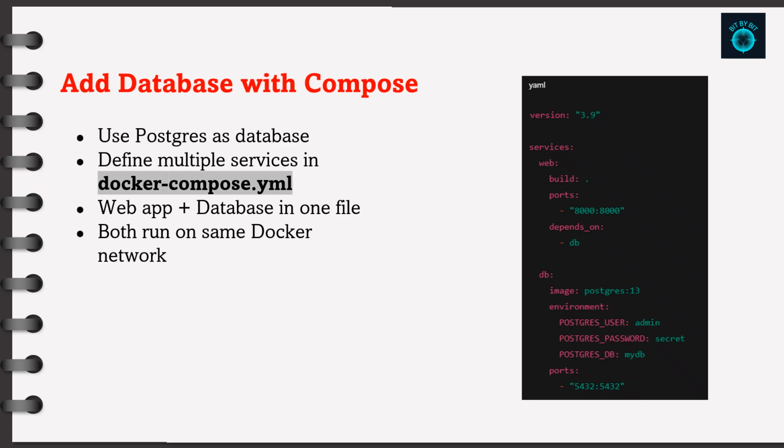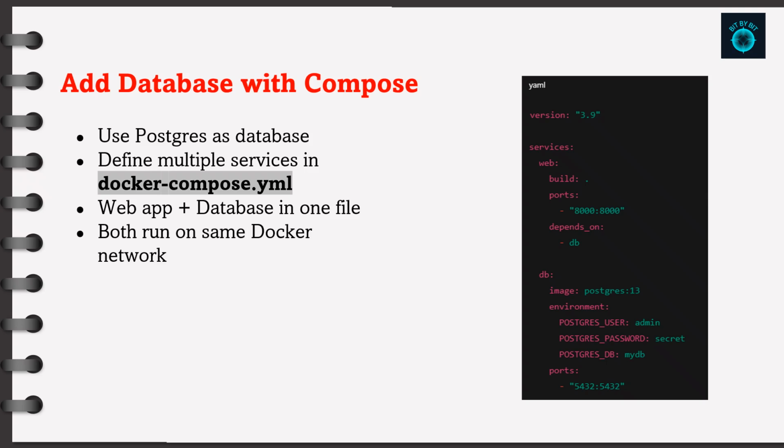Next, we define the db service, which uses the image postgres:13. Inside the environment section, we set the username, password, and database name. Finally, we expose Postgres on port 5432, which is the default database port. With this Compose file, we can now start both the web app and the database together with one command.